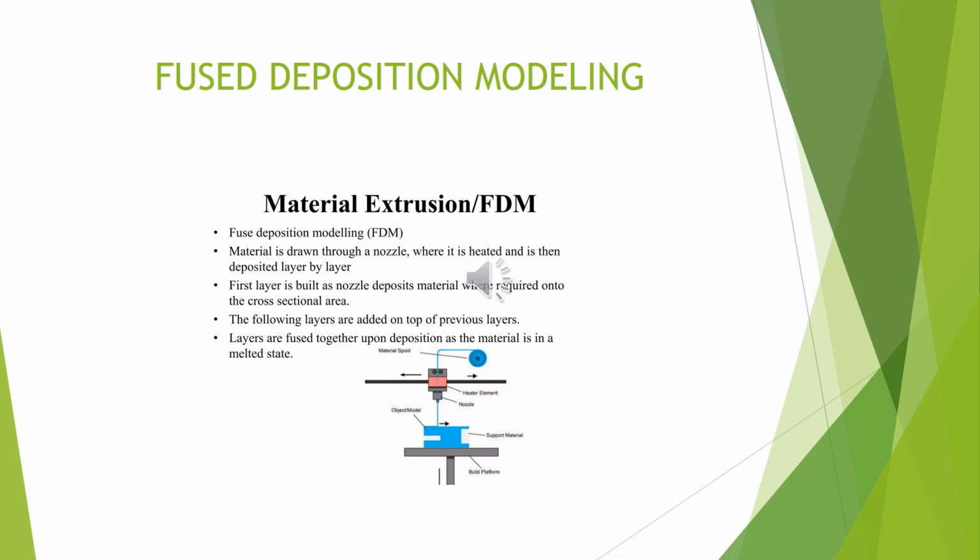FDM. FDM is fused deposition modeling. The material is drawn from the nozzle where it is heated and then deposited layer by layer. The first layer is built as the nozzle deposits material where the required cross-section area is covered. The following layers are added on top of the previous layer. The layers are fused together upon deposition as the material is in a melted state.